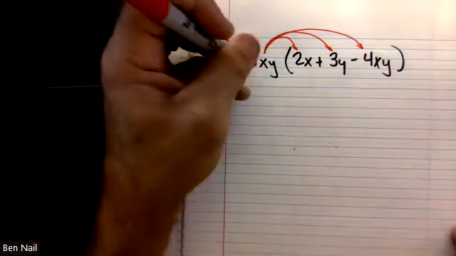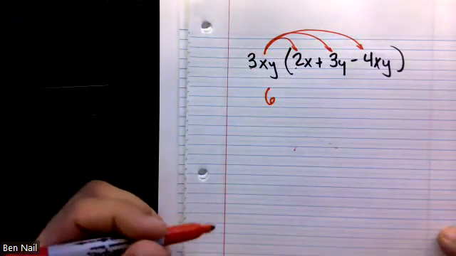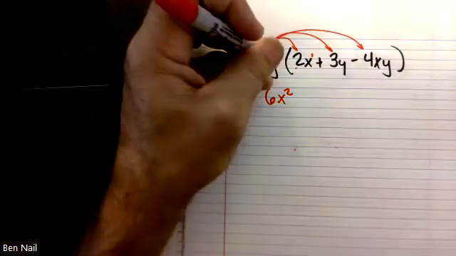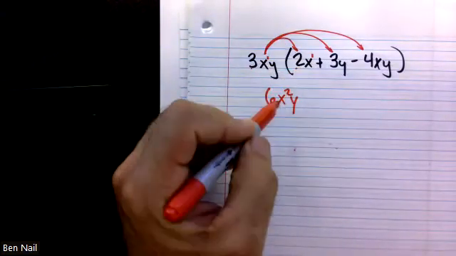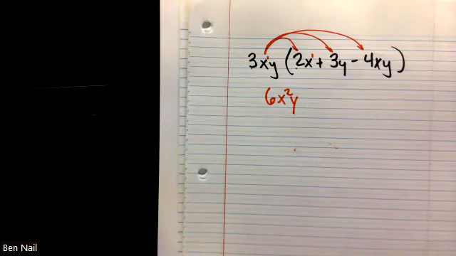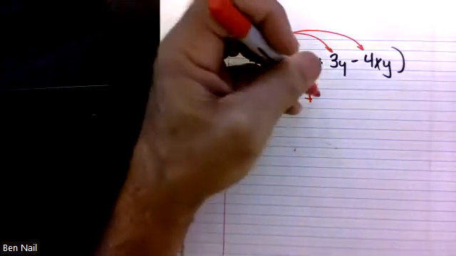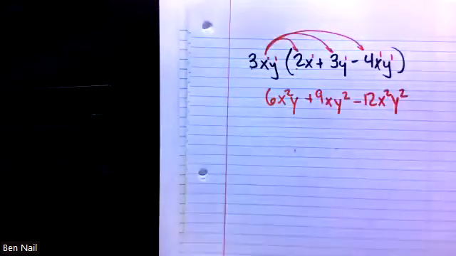So again, multiply the coefficients. 3 times 2 is 6. Then you add the exponents of the same variable. So x times x is x to the second. And we've still got a y, which doesn't have anything to combine with. So 3xy times 2x is 6x to the second y. 3xy times 3y would be 9xy to the second. And then 3xy times negative 4xy would be negative 12x to the second y to the second.